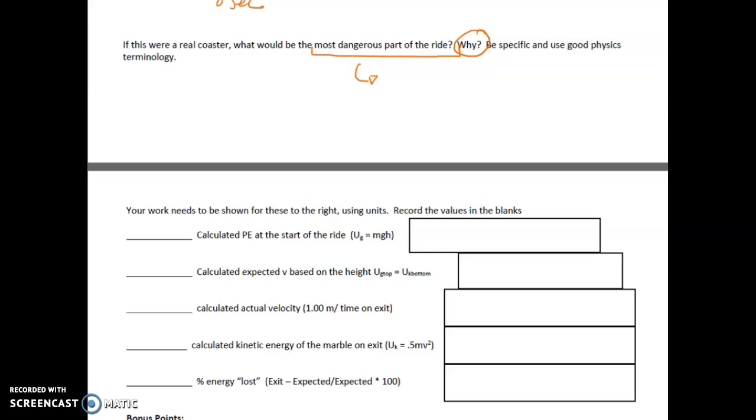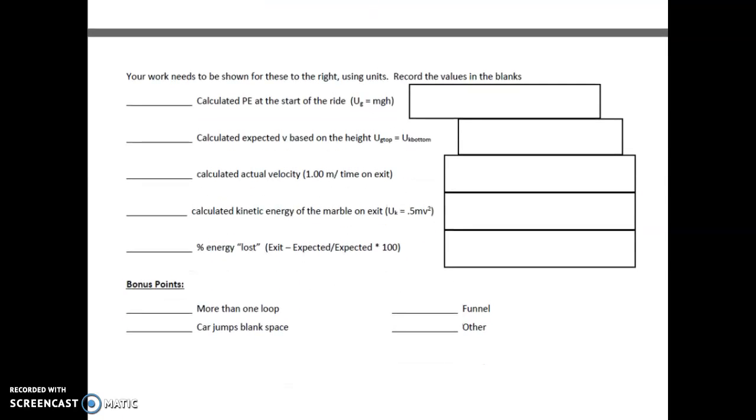Okay. And then as we come down, it says your work needs to be shown to the right using units. Okay, so the start of the ride, so this is potential energy is equal to mass in kilograms. Gravity is 9.8, and then your height in meters. You're going to multiply those out.